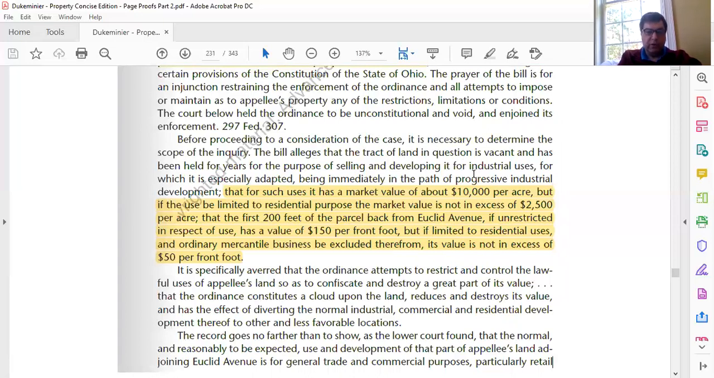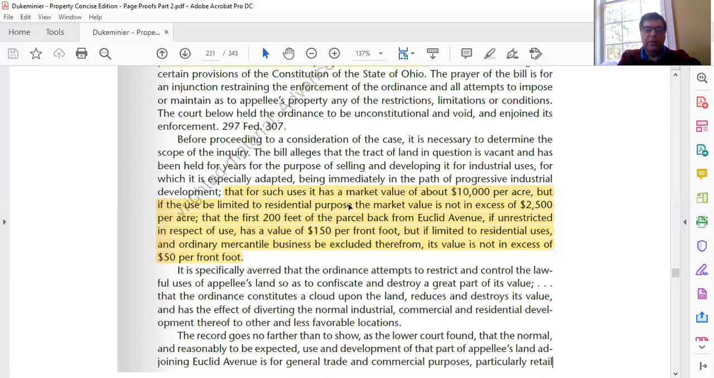before you had this zoning ordinance, they had held this land for years for the purpose of selling and developing it for industrial uses. It's especially adapted for that purpose. It's in the immediate path of progressive industrial development. So maybe Cleveland's industrial area was moving that way. But now that it's been restricted to U2 uses, it has a market value of about $10,000 per acre.